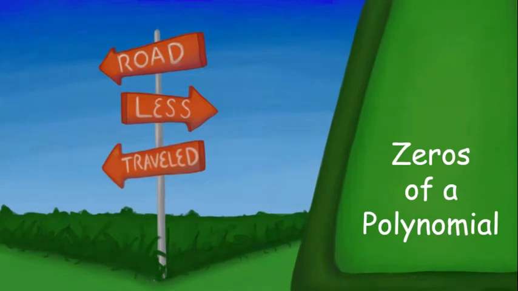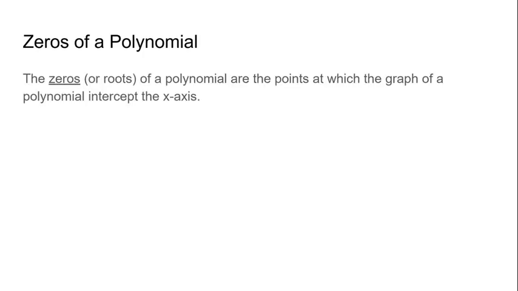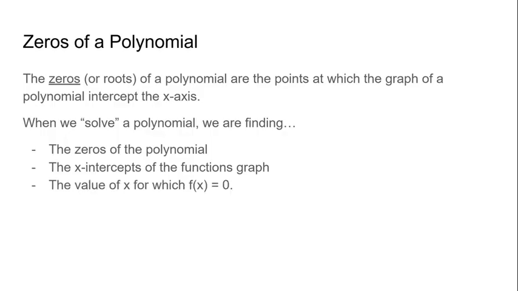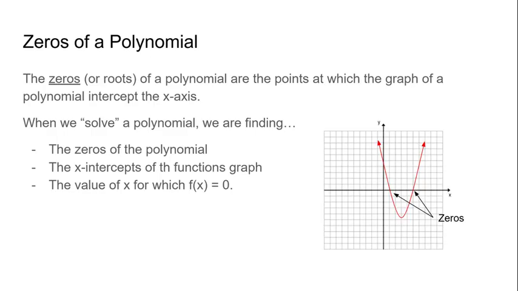Hello everyone and welcome. In this lesson we're going to be finding the zeros of a polynomial. Now the zeros or roots of a polynomial are usually thought of as the points at which the graph of a polynomial intercepts the x-axis. And when you hear the expression solve a polynomial, what you're being asked to do is find the zeros of the polynomial, find the x-intercepts of the function's graph, or find the value of x for which the function is equal to 0. Visually, these are the points we're finding.